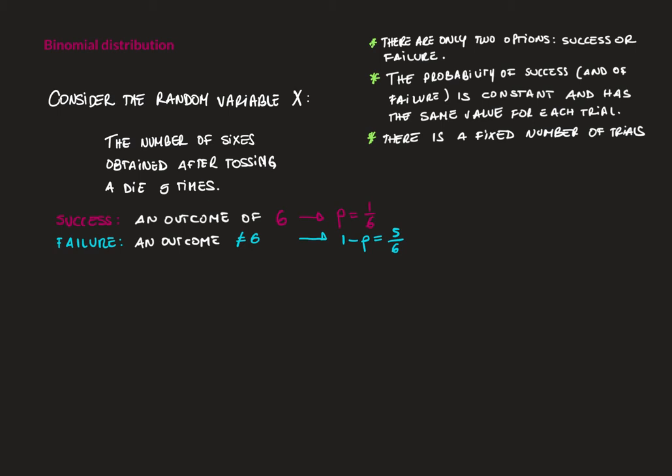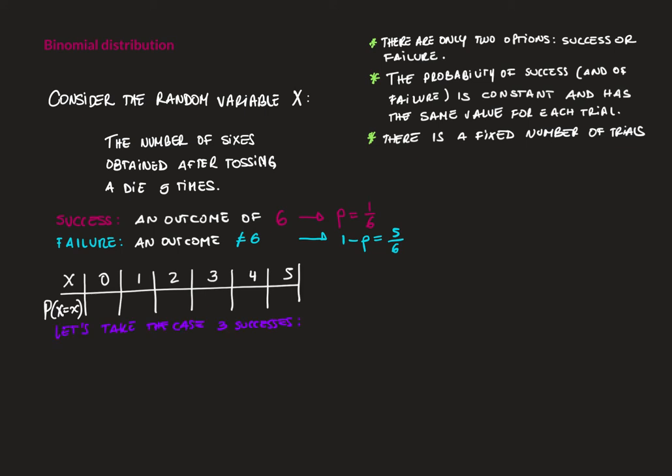Keeping the number of trials in mind, we can use this information to create the probability distribution for the random variable x. We know that the possible outcomes for the random variable x are 0 sixes, 1 six, 2 sixes, 3, 4, or 5 sixes. So we need to figure out what the probabilities are for each of those events. Let's try to focus right now on one of the outcomes. Let's say we want 3 sixes.